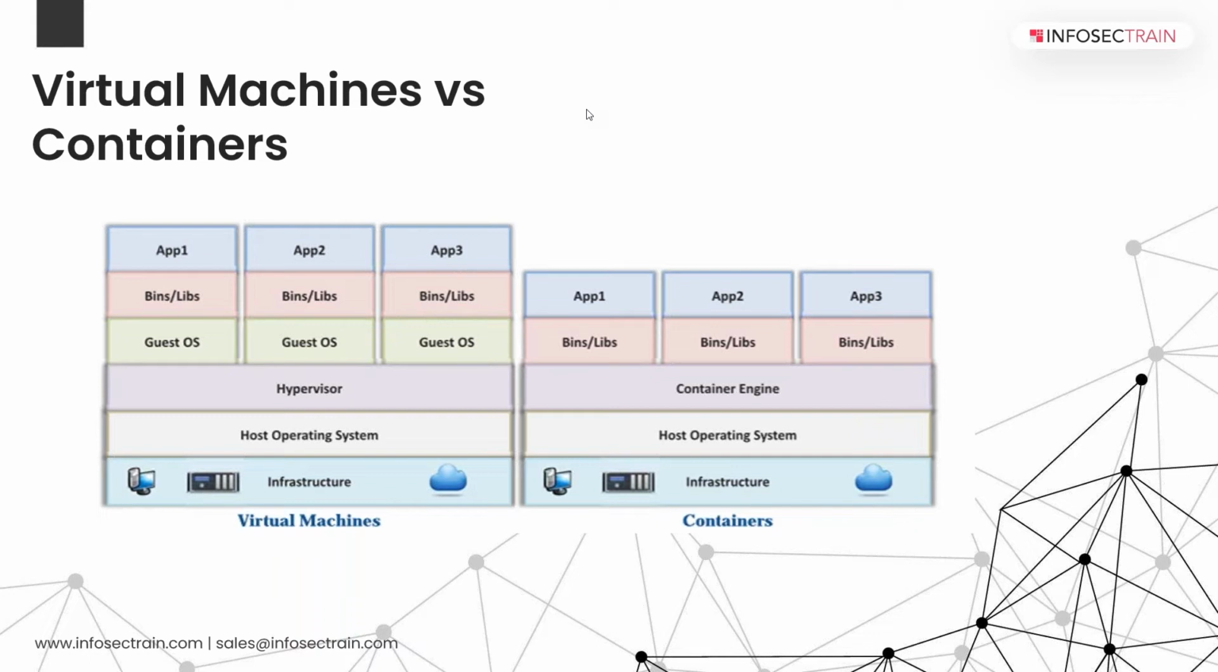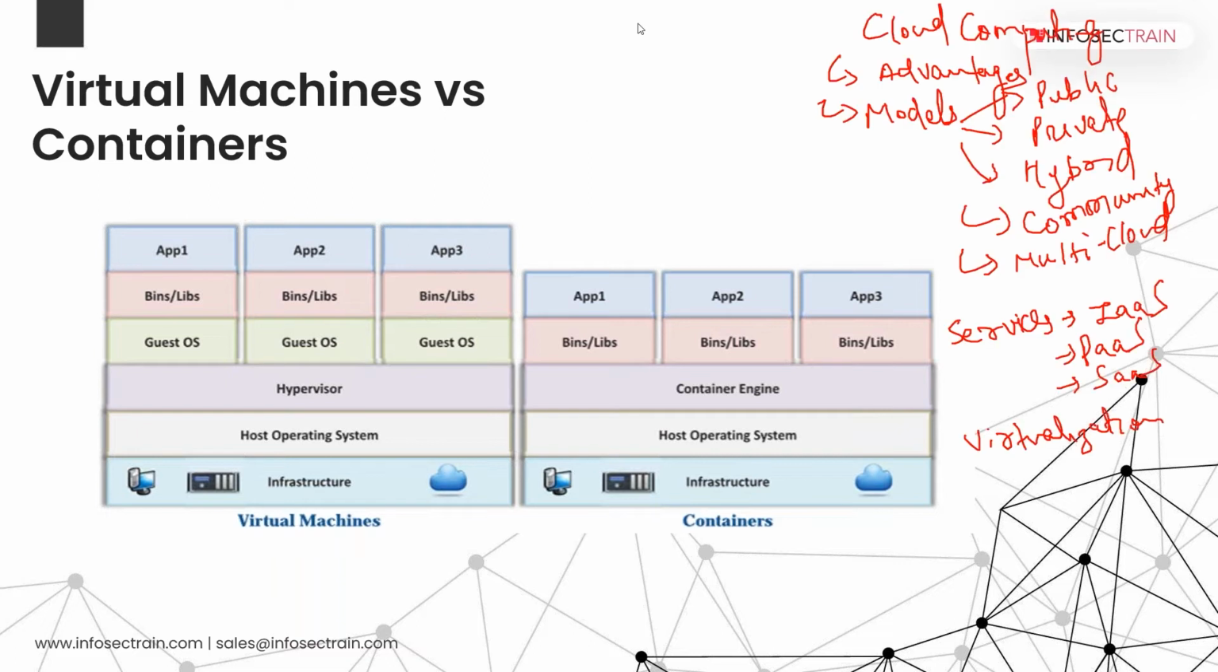Other than this, we discussed your services which are present over your cloud: infrastructure as a service, platform as a service, and software as a service. So these were the things we discussed, and the last part was your virtualization. So these were the things which we discussed yesterday: your cloud computing advantages, models around your cloud, your services around your cloud, and your virtualization. Now we will start with your containers.